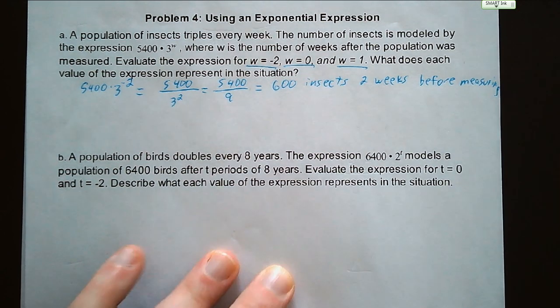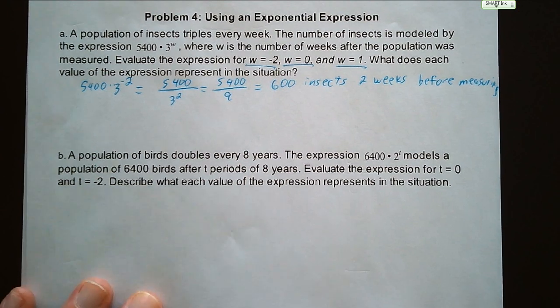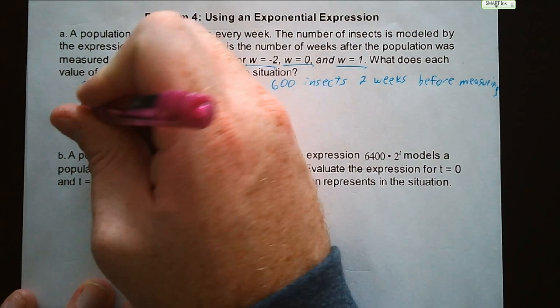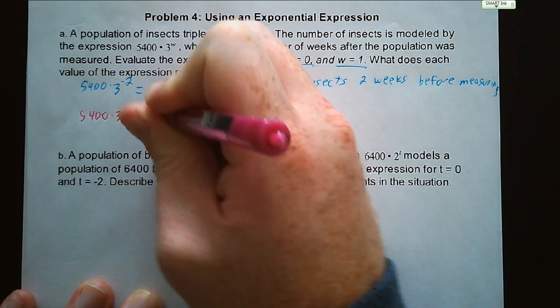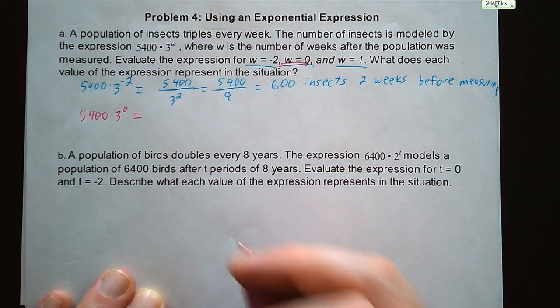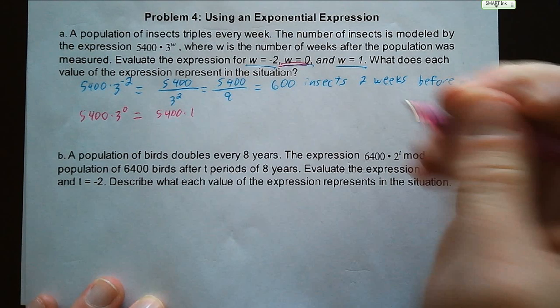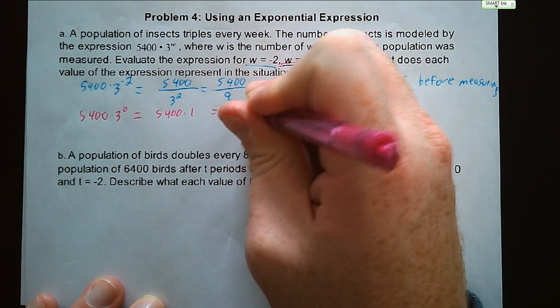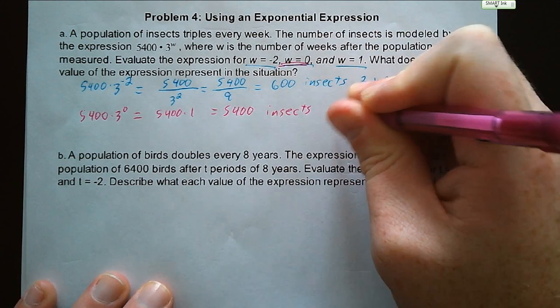Okay, so that is a prediction of what would have happened 2 weeks before we measured in order to get the population where we are today of 5,400. So now we have our second one, 5,400 times 3 to the 0 power, because we're going to use w equals 0 now. And that's going to be 5,400 times 1, which is just 5,400 insects when measured.